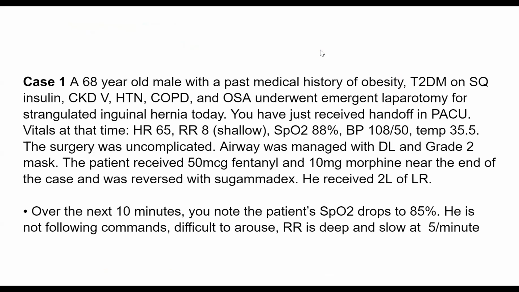So we'll start with a little case here. We've got a 68-year-old male, past medical history of obesity, type 2 diabetes on insulin, stage 4 kidney disease, high blood pressure, COPD, OSA, a typical Michigan patient, who underwent emergent laparotomy for a strangulated hernia. We just received handoff in the PACU. Vitals at this time are heart rate 65, respiratory rate 8, shallow breathing, O2 sat 88, blood pressure 108/50, and temperature 35.5.